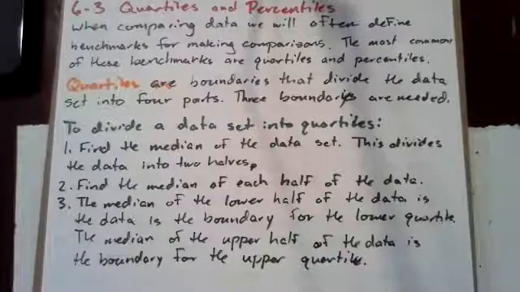3 boundaries are needed. To divide a data set into quartiles, first find the median of the data set. This divides the data into 2 halves. Second, find the median of each half of the data. Third, the median of the lower half of the data is the boundary for the lower quartile. The median of the upper half of the data is the boundary for the upper quartile. And of course, the median of the whole data set is the boundary of the middle quartiles.